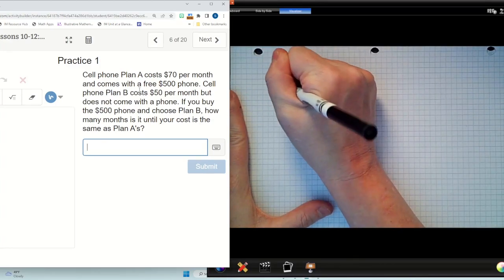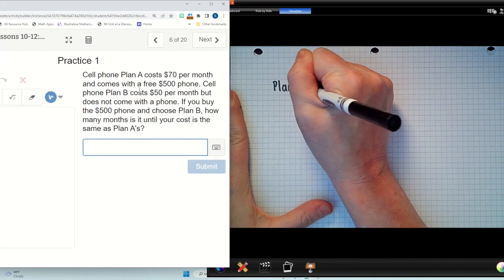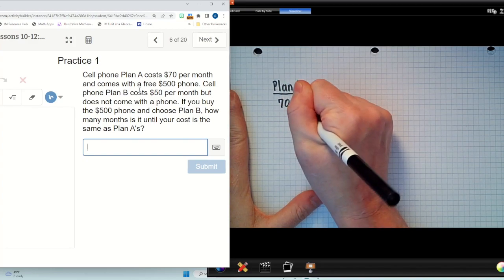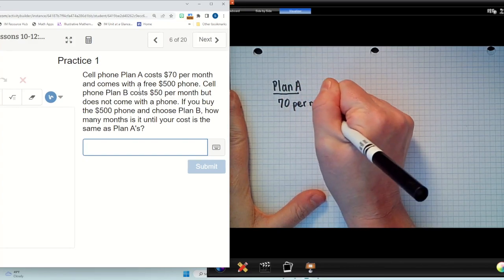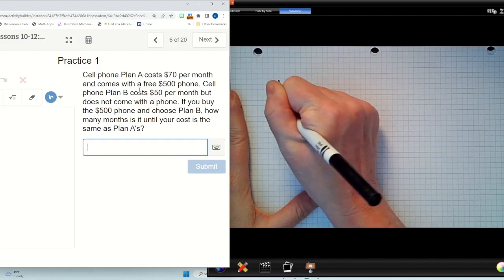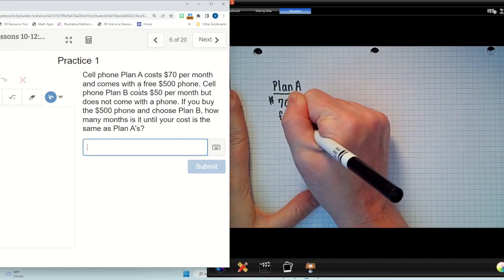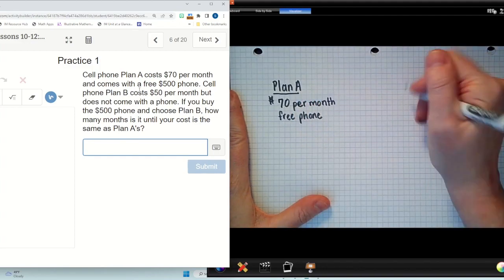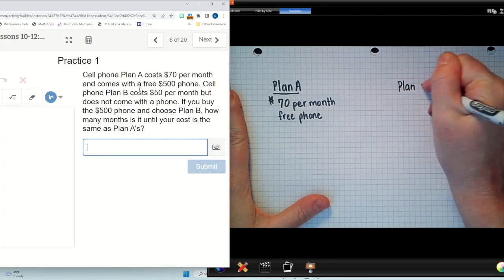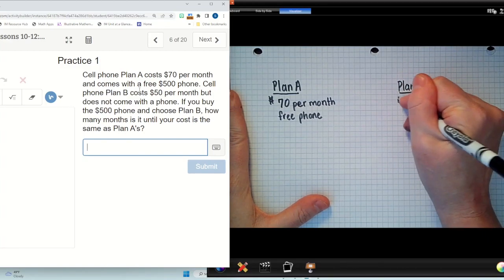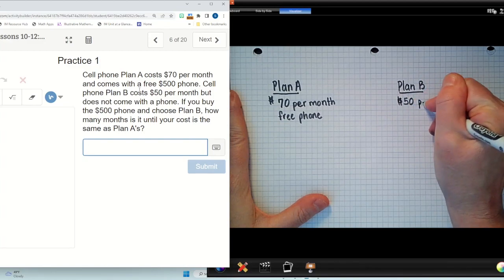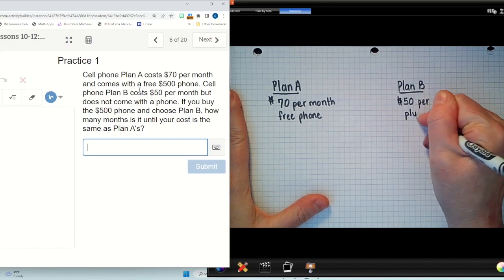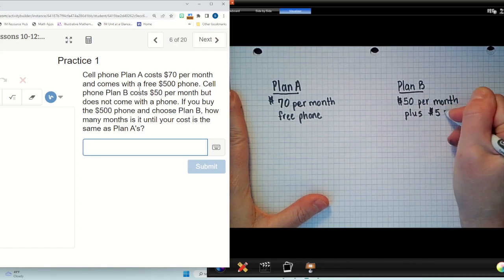I have plan A. So let's think about what we know about plan A. Plan A is $70 per month, okay, with a free phone. Okay, free phone. No additional cost, right? No additional cost. Plan B is $50 a month, but you have to buy that phone. So that is a plus $500 for the phone.